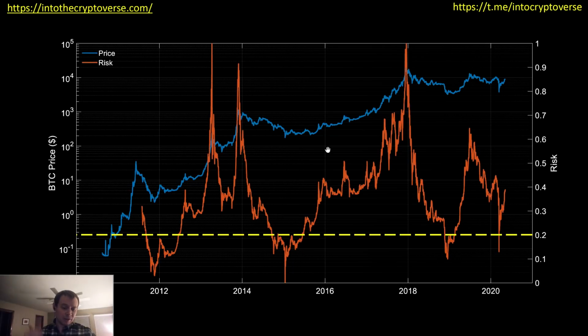But the idea, and we're going to get into it a little bit more in a few minutes, is that you're using this numerical value to remove your emotions from the picture. This is the idea. So when the price of Bitcoin is crashing and the risk is going below 0.2, most people are running for the hills, and they're saying $1,800 Bitcoin. They're saying Bitcoin's going back to $1,000, or Bitcoin's going to zero.